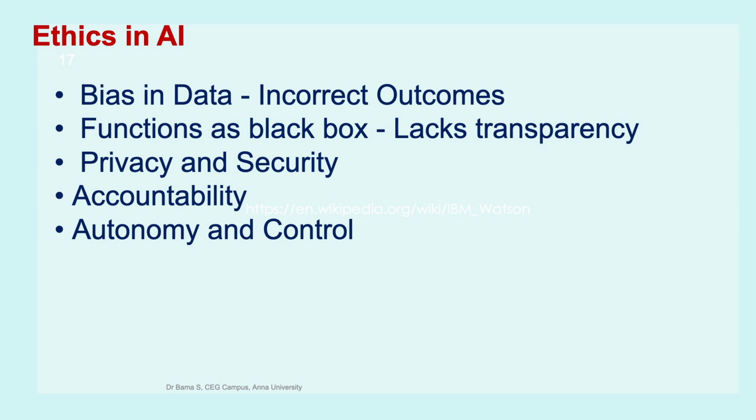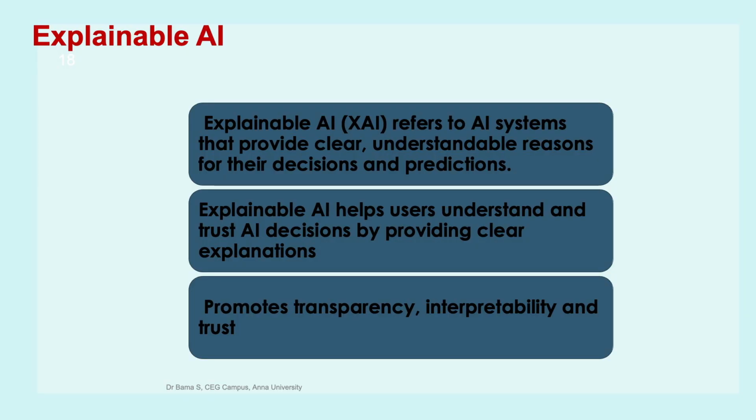And when we talk about ethics, certainly we have to talk about explainability. Why? Because we have only the input and output, and we do not know what happens inside the code. So, can we have some kind of automated machine code that is able to explain itself? Explainable AI refers to a system that provides clear, understandable reasons for its decisions and predictions.